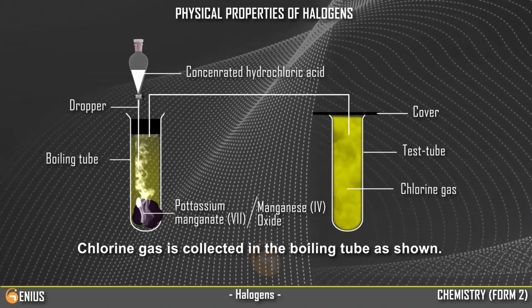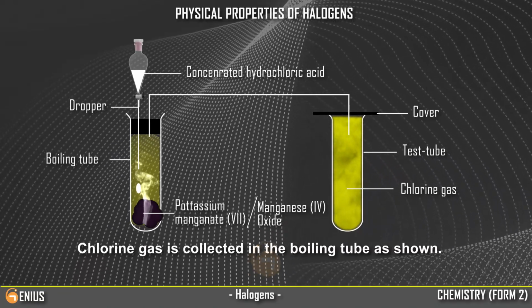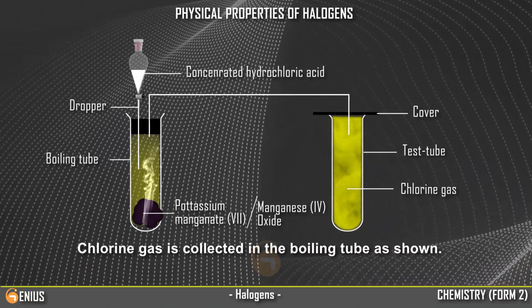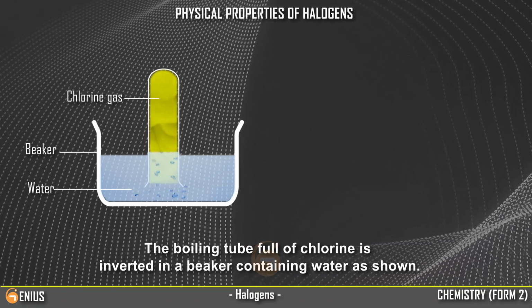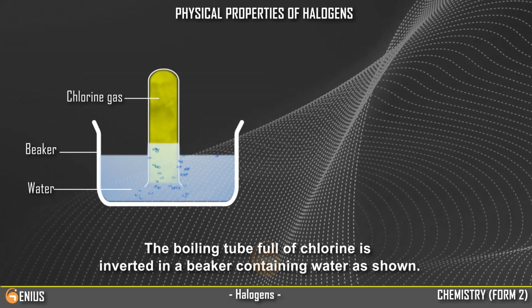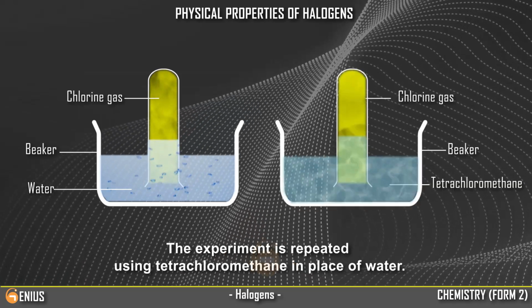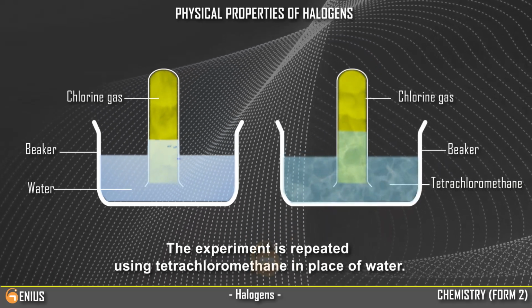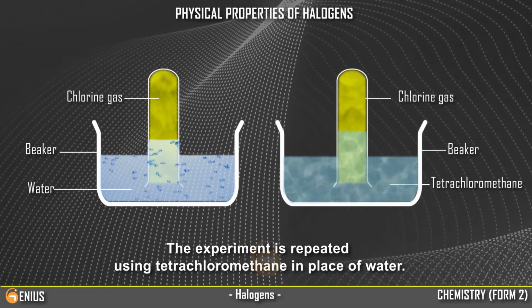Chlorine gas is collected in the boiling tube as shown. The boiling tube full of chlorine is inverted in a beaker containing water as shown. The experiment is repeated using tetrachloromethane in place of water.